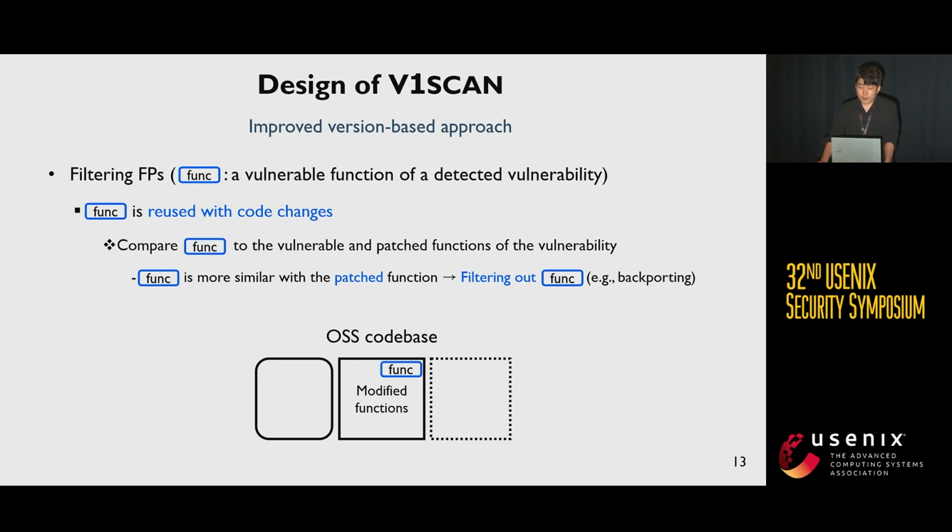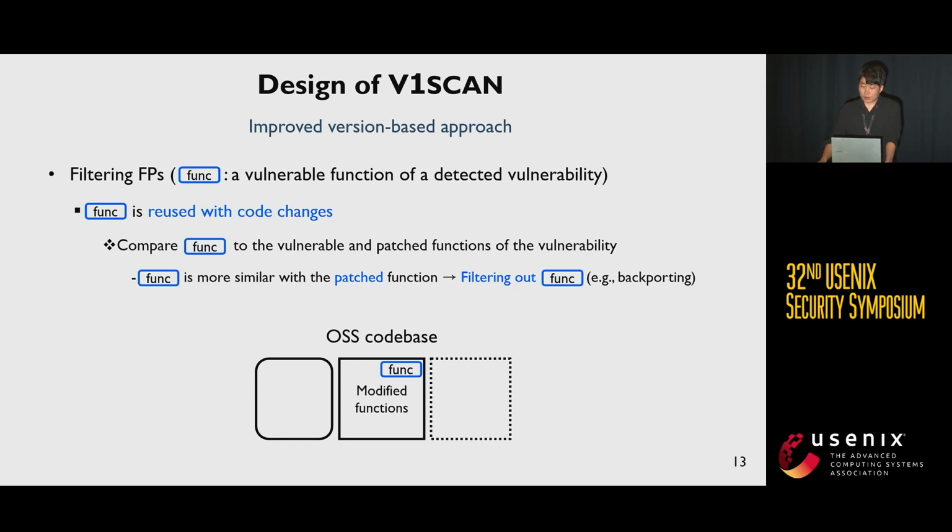Last, if the func is contained in the modified functions, maybe the code modifications contain the security patch. So in this case, V1SCAN compares this func to the original vulnerable and patched functions of the vulnerability. If the syntax of the func is more similar to the patched function than the vulnerable function, V1SCAN determines that this vulnerability was resolved by backporting security patches and thus filters out this func from the result.